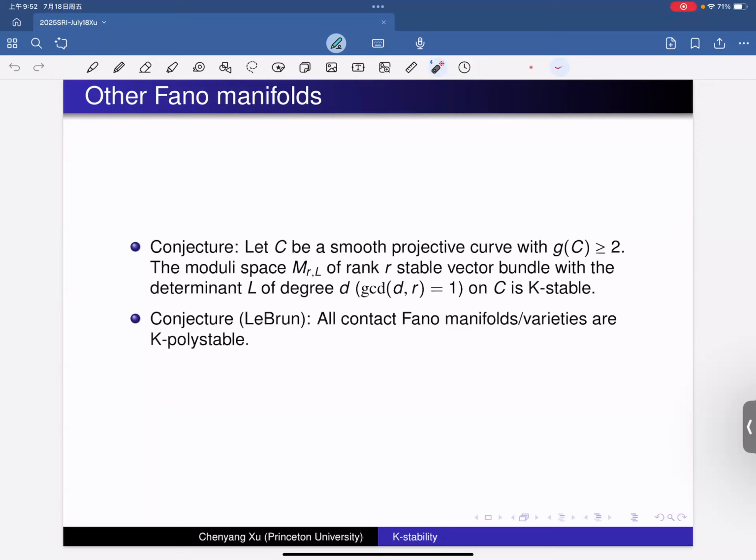And also LeBrun a while ago conjectured that all contact Fano manifolds admit Kähler-Einstein metrics. And now you can also interpret that to be all contact Fano varieties are K-polystable.